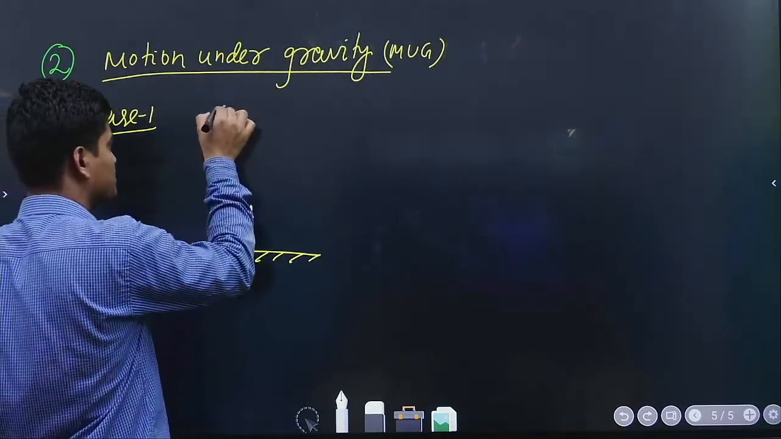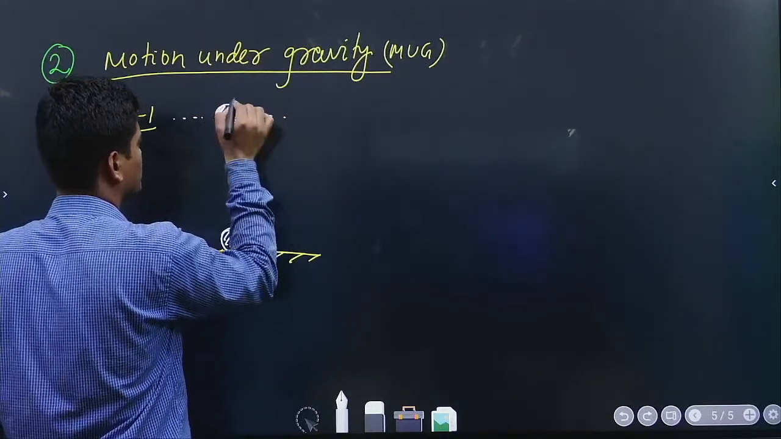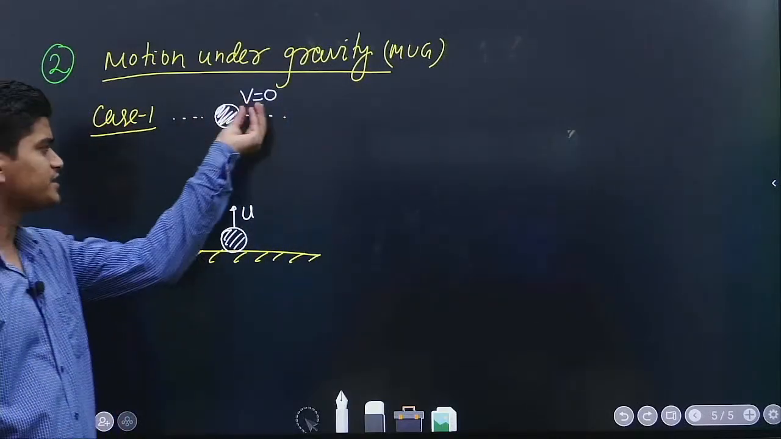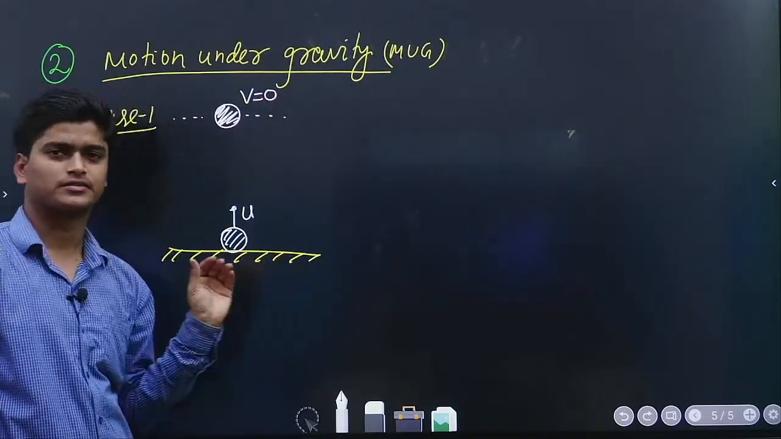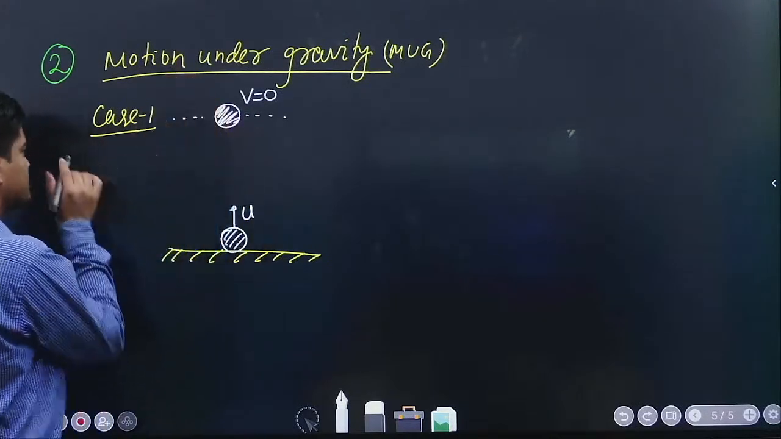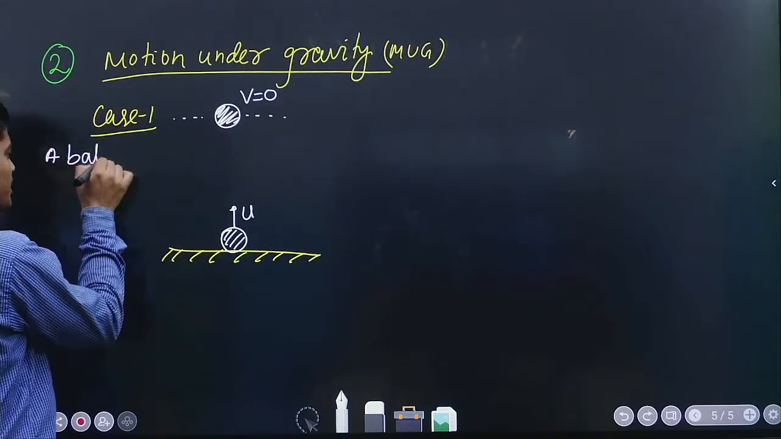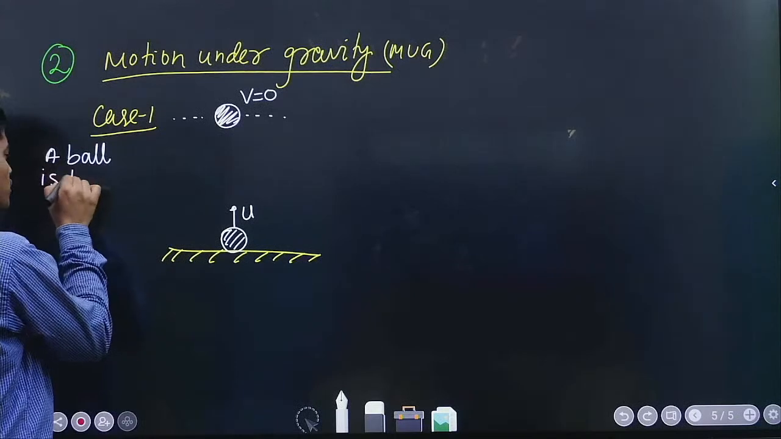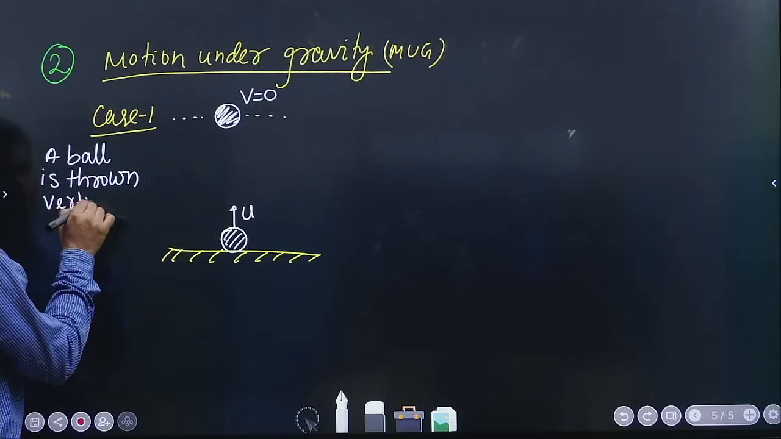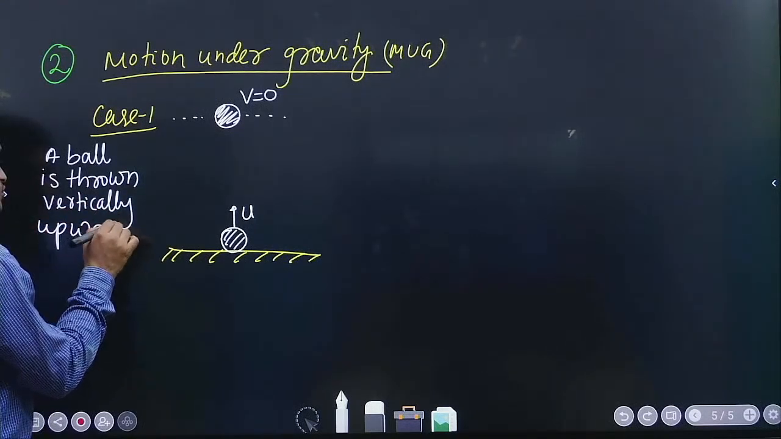Then what is happening now? This particle is reaching a certain point, and at that point its velocity becomes 0. Then after that it is again falling down and coming back. But in this condition I am just considering the particle going up. That's it. So here a particle or a ball is thrown vertically upward.